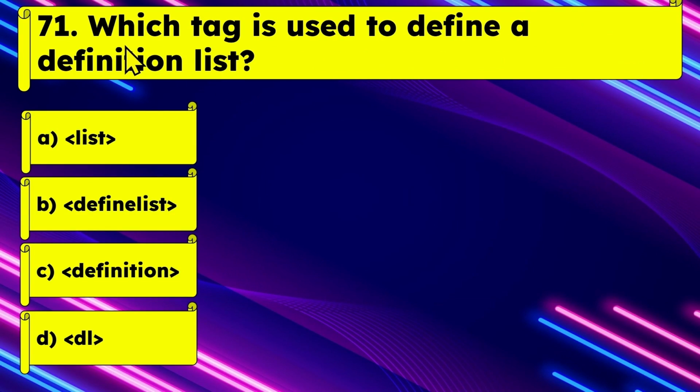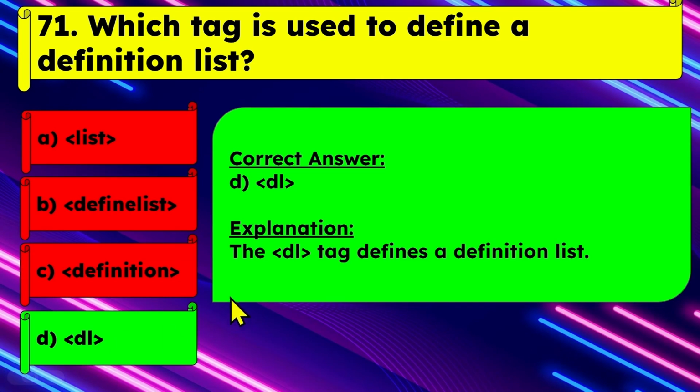Next question is, which tag is used to define a definition list? Option A, list tag, option B, define list tag, option C, definition tag, or option D, DL tag. So here the correct answer is option D, DL tag. As you can see, the DL tag defines a definition list.